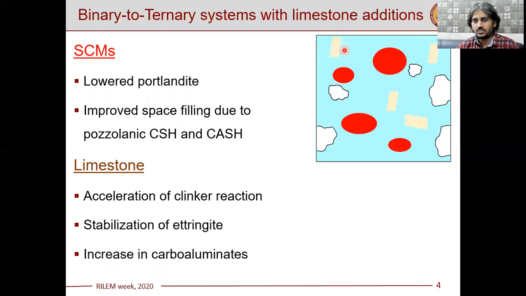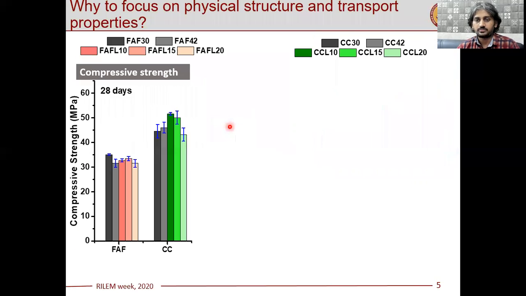When you replace an additional amount of clinker with limestone, there is a multitude of reactions that come in. There is acceleration of clinker reaction, stabilization of ettringite, and an increase in the amount of carboaluminate phases. You have a combination of all these reactions contributing to the pore structure development in a composite binder.